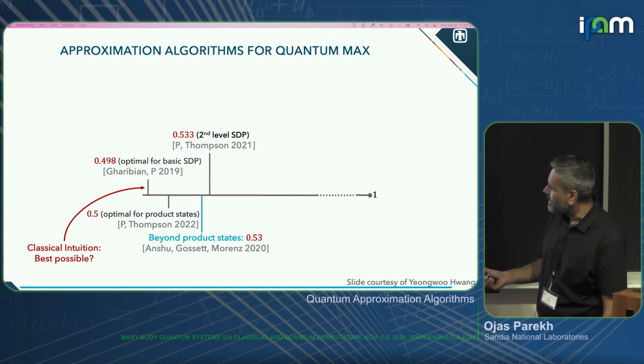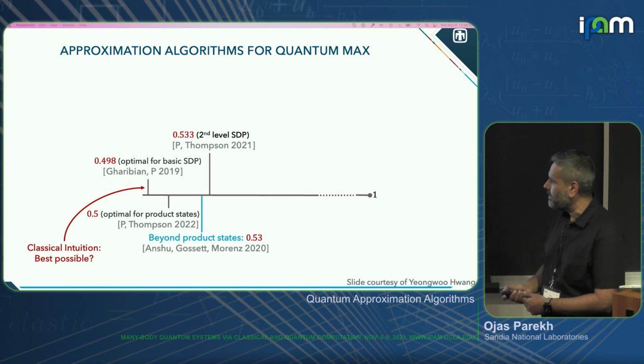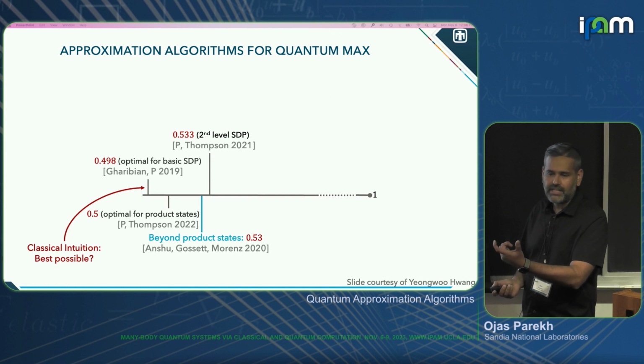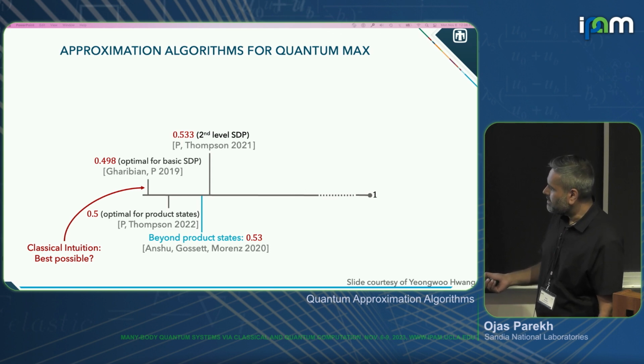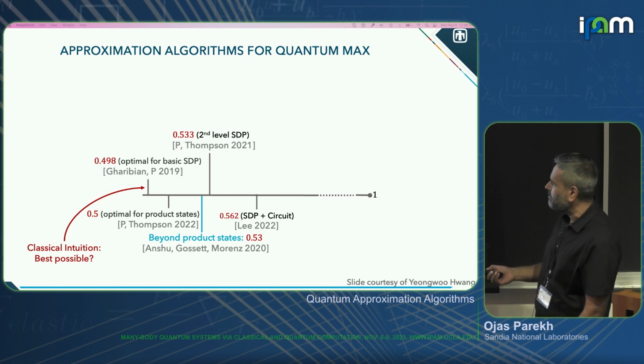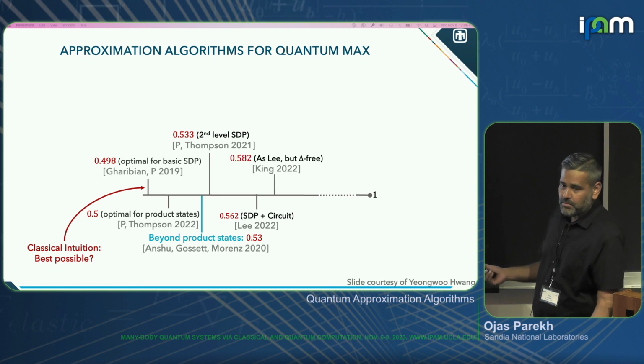So just using product states, it turns out that you can get a half approximation, and that's kind of the best you can do using product states, because even on a single edge, a product state can't earn you more than a half. So we understand quantum max cut very precisely with respect to product states, but Anshu, Gosset, and Morenz moved beyond product states and showed you could get better than a half. Then we showed you could do the same thing using this SDP picture, and there's not much progress beyond that.